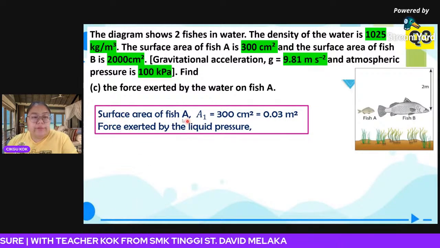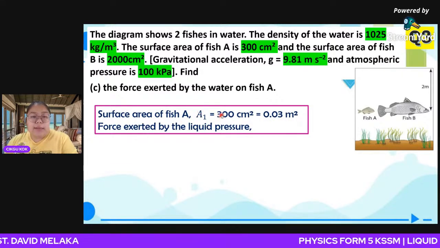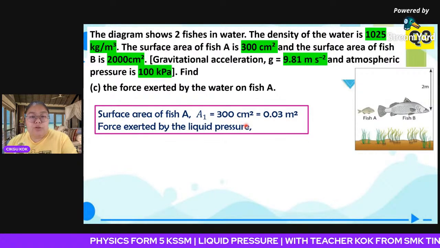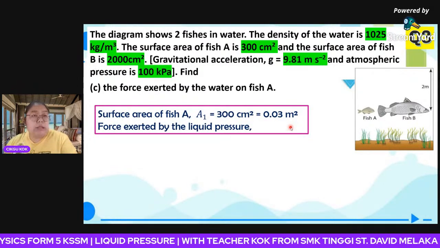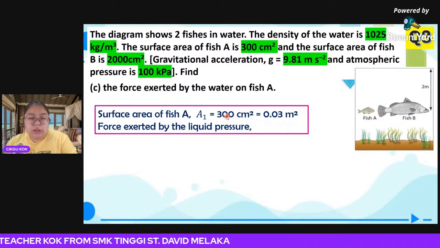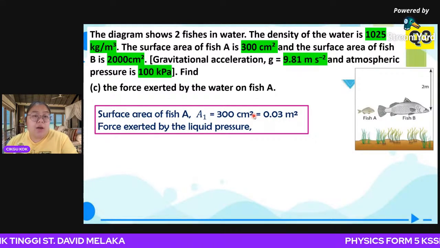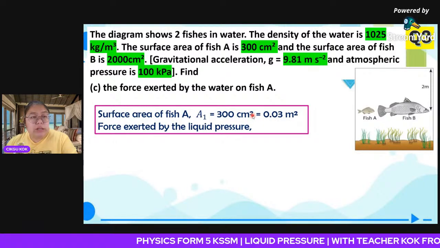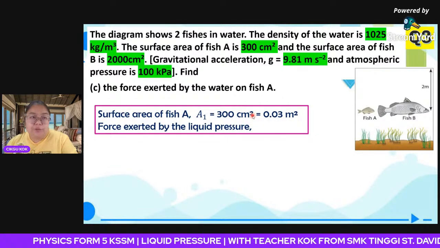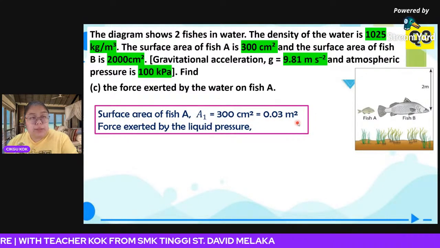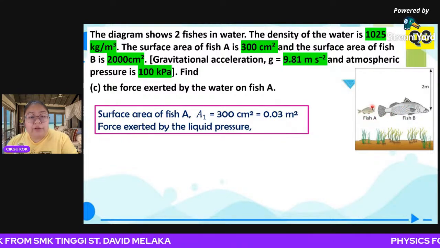From here, the first information we know is the surface area of the fish A. We label it as A1. That's 300 cm square. Can you see this one is cm? I want you all to convert to meter. How to convert to meter? You divide by 100 and divide by 100. You need to divide twice because there's a square. If cm go to meter, you just divide by 100 only, but now we got square, so you divide by 100 and divide by 100. That means you divide by 10,000. After divide, we get 0.03 meter square. So this one is the surface area of the fish A.